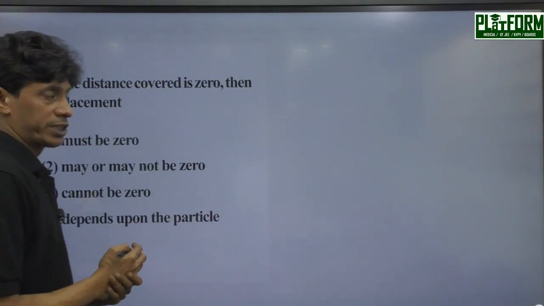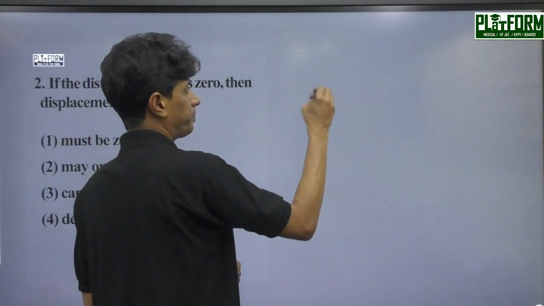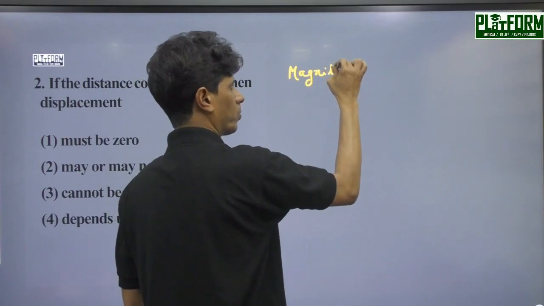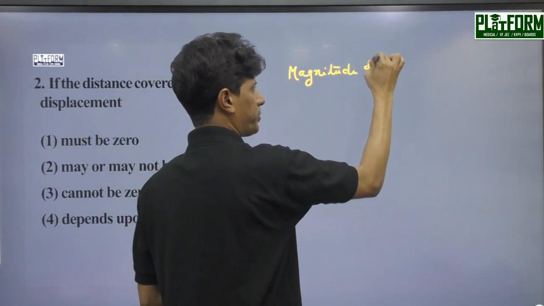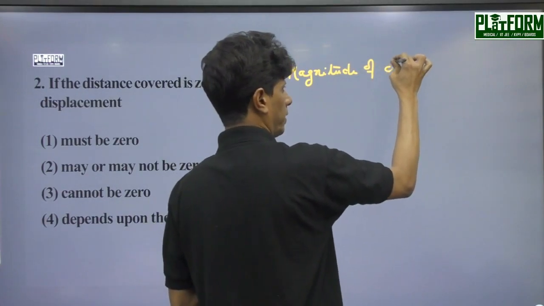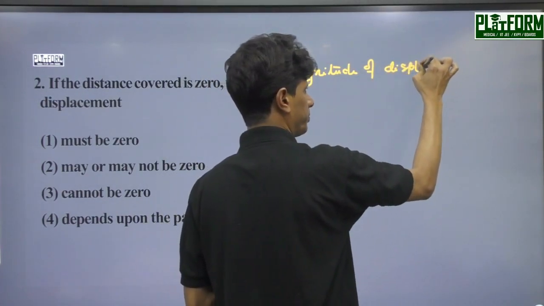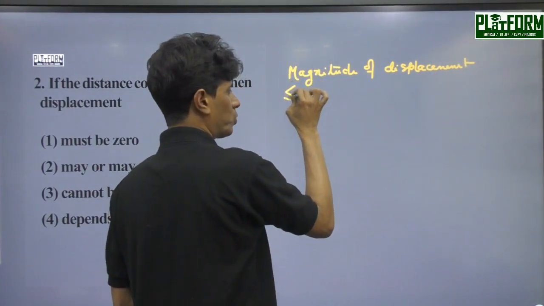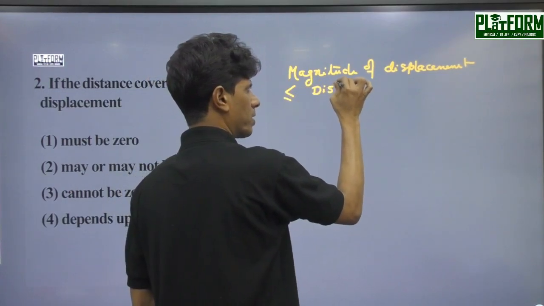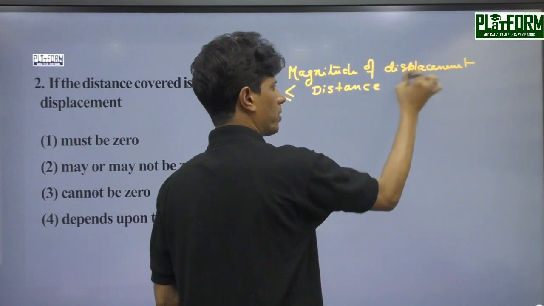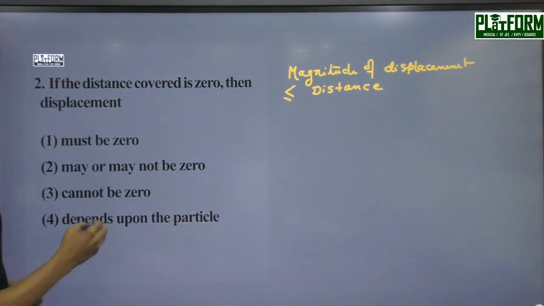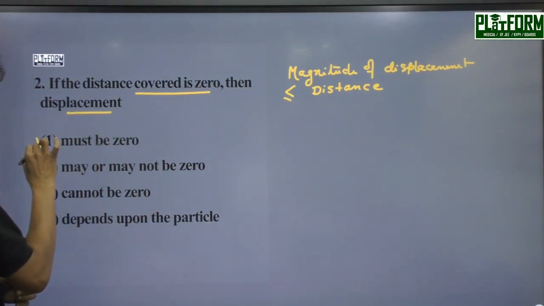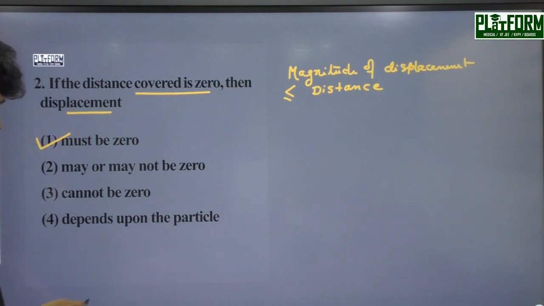If the distance covered is 0, then displacement, we know the magnitude of displacement is always less than or equal to distance. So therefore you can say, if the distance covered is 0, then certainly the displacement must be 0. Next problem.